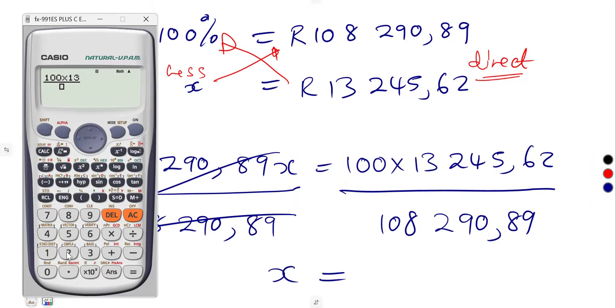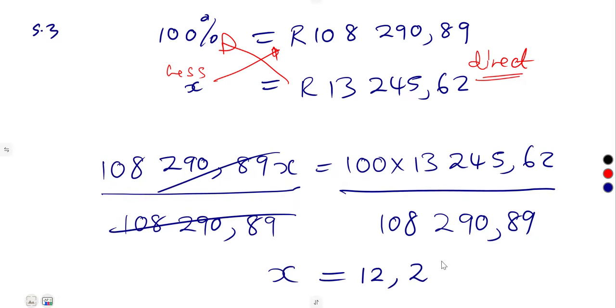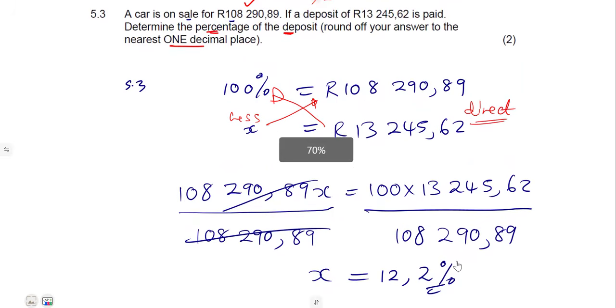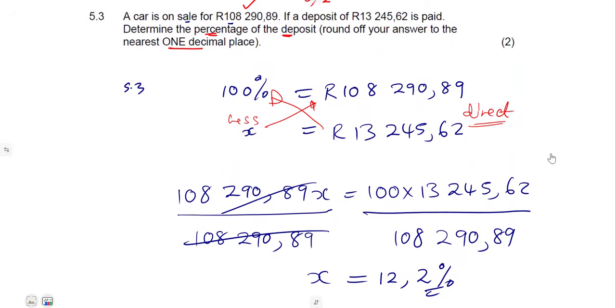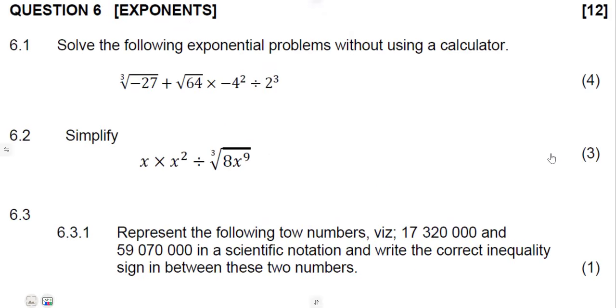All right, so let's see, this is 245.62. Everything over 108,290.89. That's 12.23, 15, and so on. So they want us to 1 decimal place, so that's 12.2. 3 cannot change that one. So that's 12.2 percent. As a percentage, so we must put the percentage sign. That's it. So many ways, guys, that we can use. I'm not gonna go deeper into that one, as we have got so many ways of simplifying that.